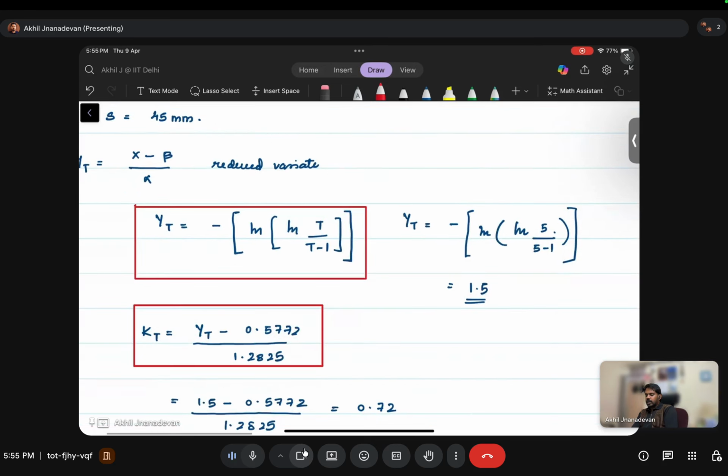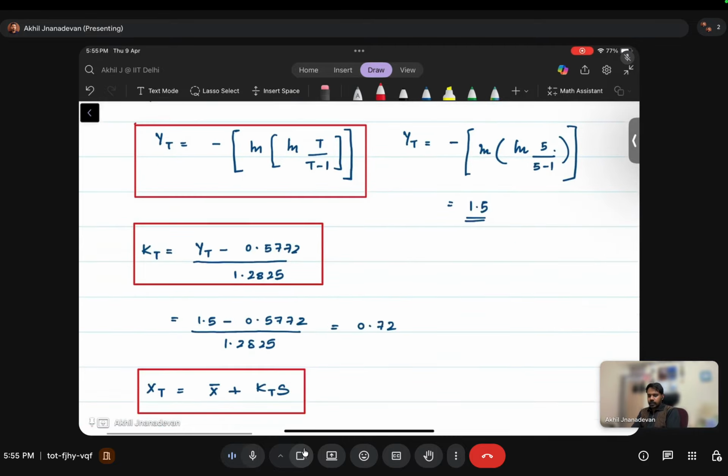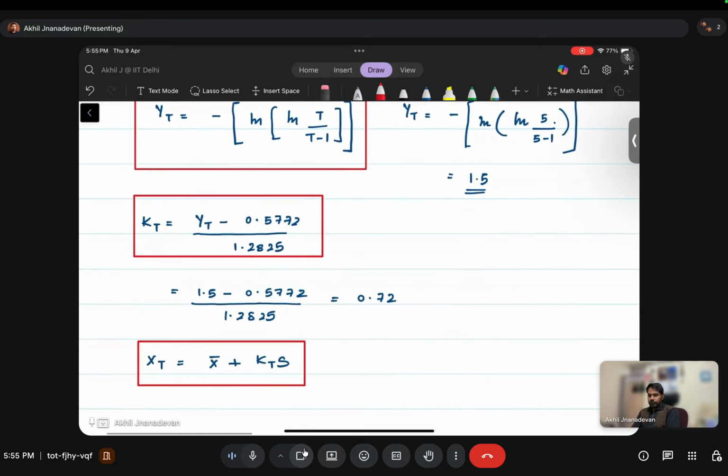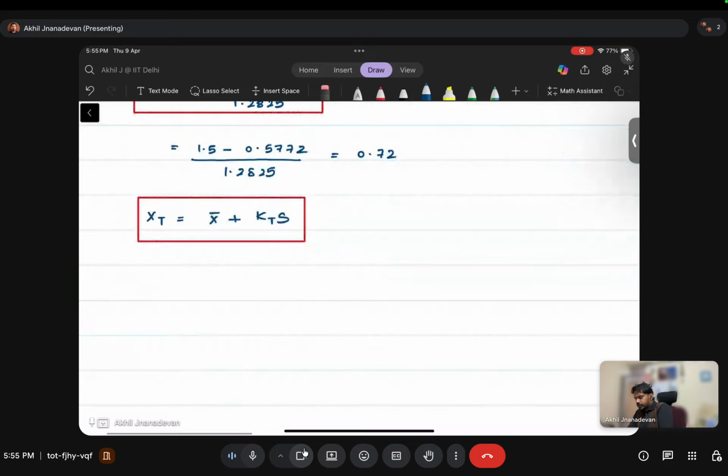For any given return period T, we can find the reduced variate yt. If we have the yt with us, we can find kt using this particular expression. If we have kt, for that particular kt we can find our xt using this expression: x bar plus kt into s, where x bar is the sample mean and s is the sample standard deviation.